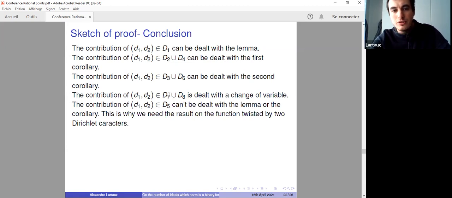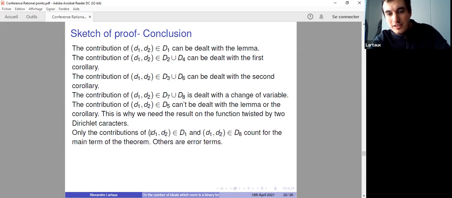And the last word I will say about the proof is that only the set of domains D1 or D8 counts for the main term of the theorem. The other domains contribute to the error term.